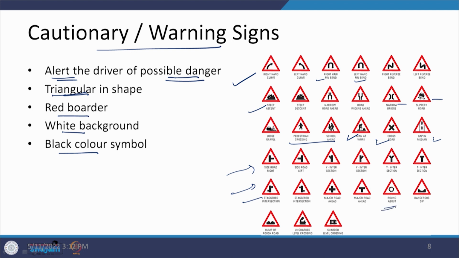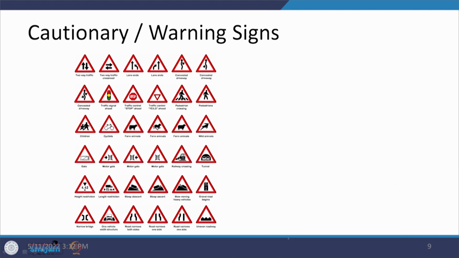You may find that there is a roundabout ahead, or there is a hump, or there is a railway crossing which is guarded or which is not guarded. So, when the door or the gate is being shown, it means it is a guarded situation. So, likewise there are different things which can be depicted in terms of what type of warning is to be given to a driver.